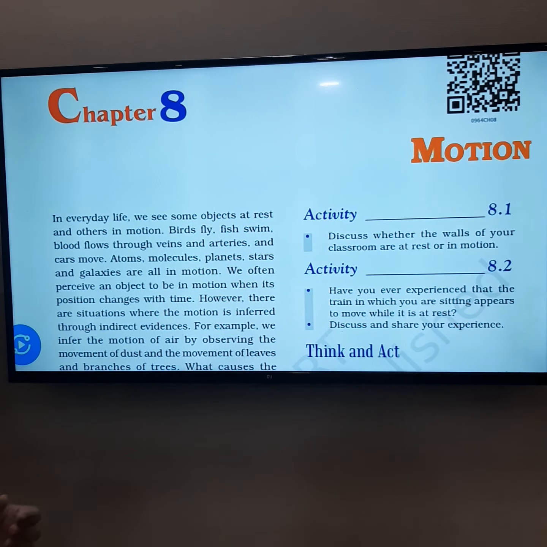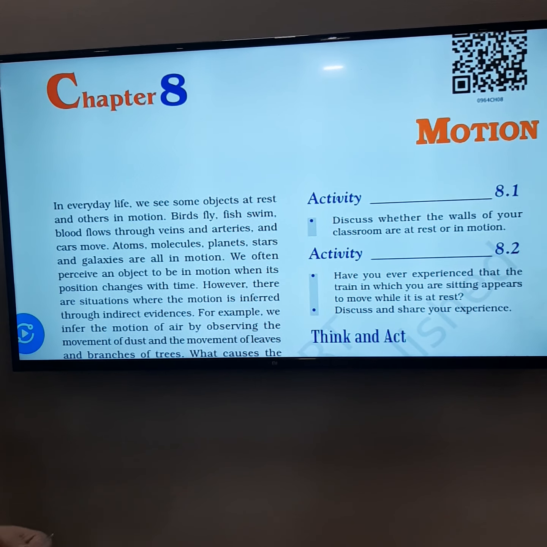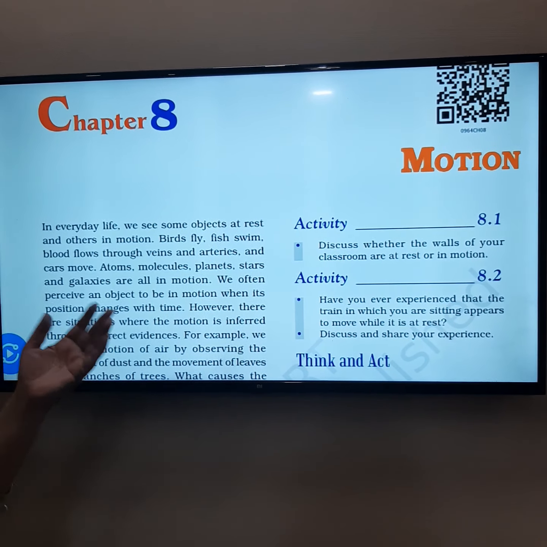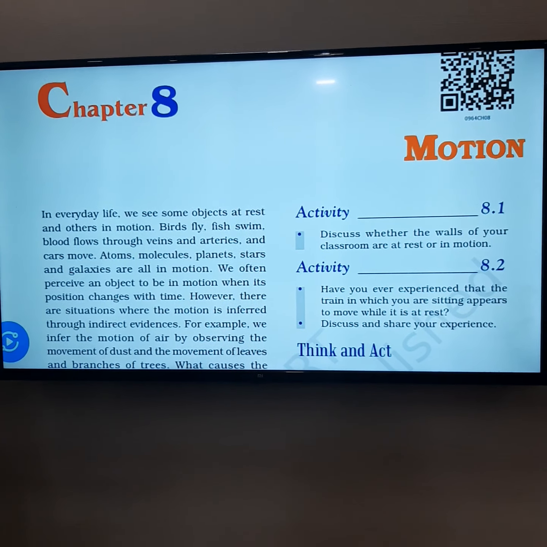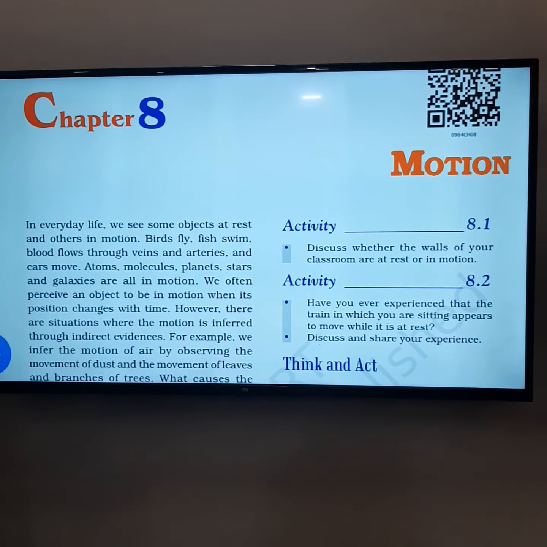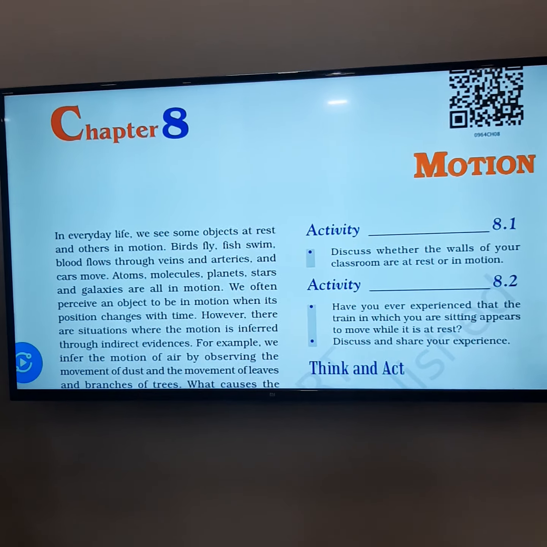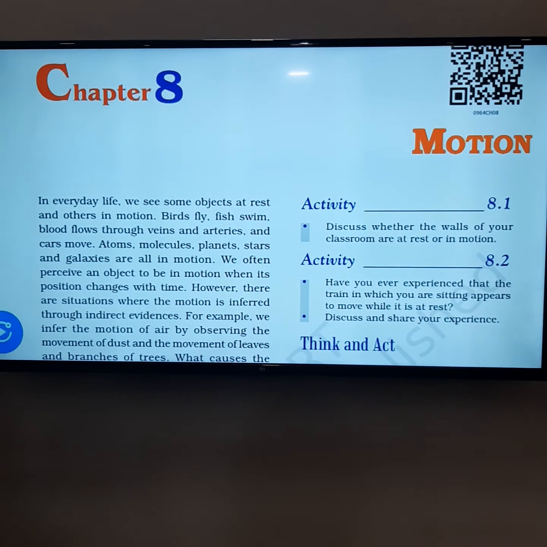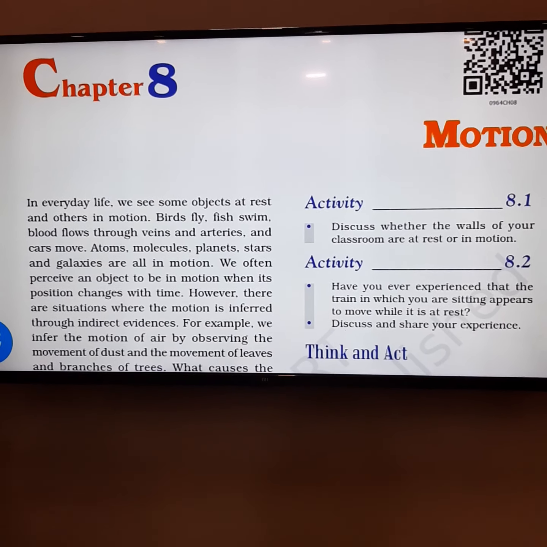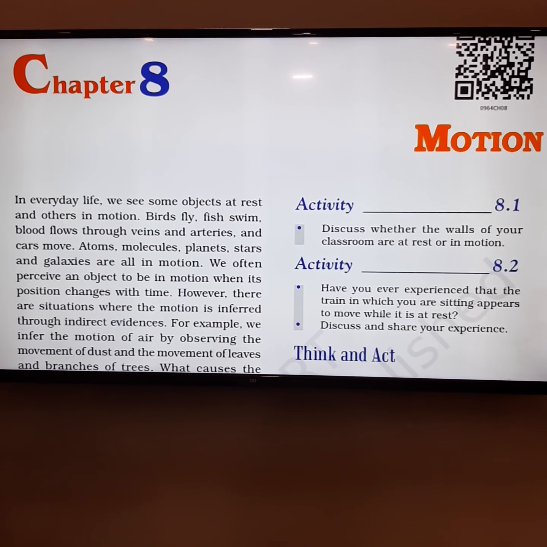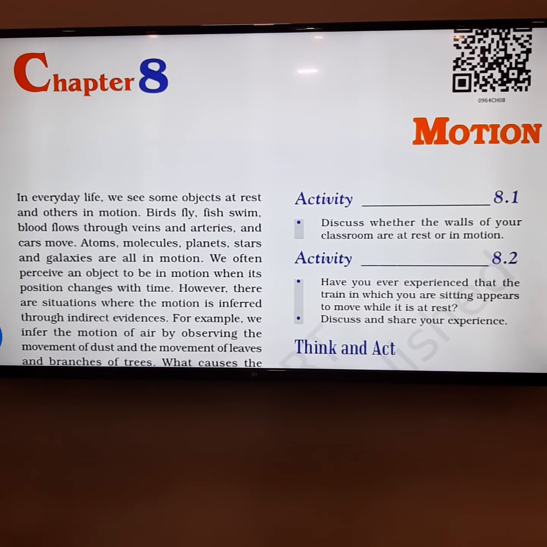I am here with my first lesson on physics of class 9 and the name of the lesson is motion. You all must be familiar with the term motion. Motion is defined as when an object changes its place or position with respect to a certain reference point in a unit time, then the object is said to be in motion.